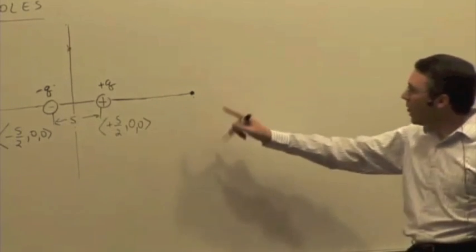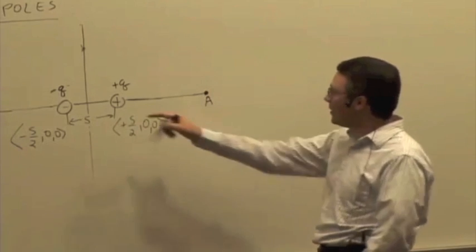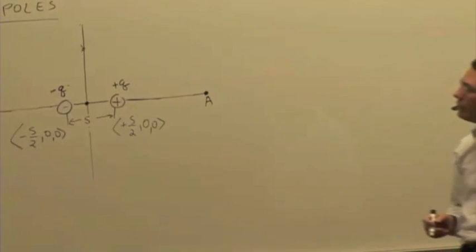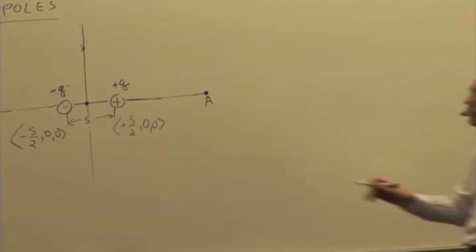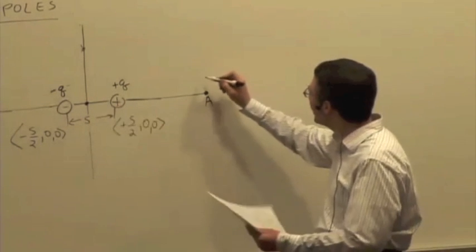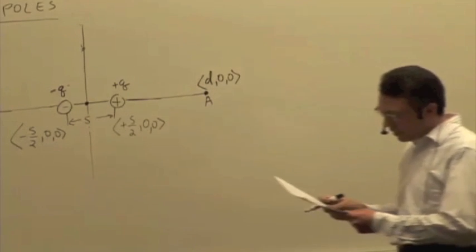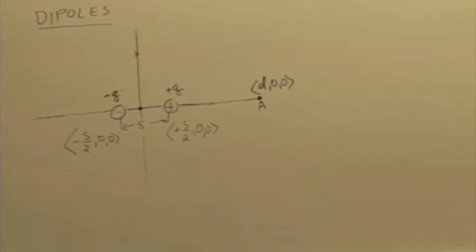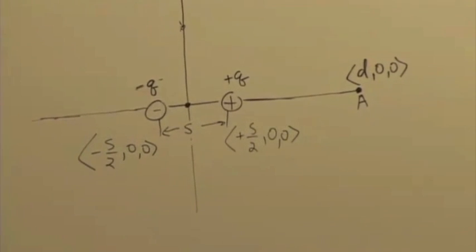And then the observation location, which I'll call A, is a distance D from the center of the coordinate system, from the origin, which is right in between the two charges. So let's call that D, 0, 0. I'm going to go through the superposition principle: find an expression for the electric field due to the positive charge, an expression for the electric field due to the negative charge, and then add them together.